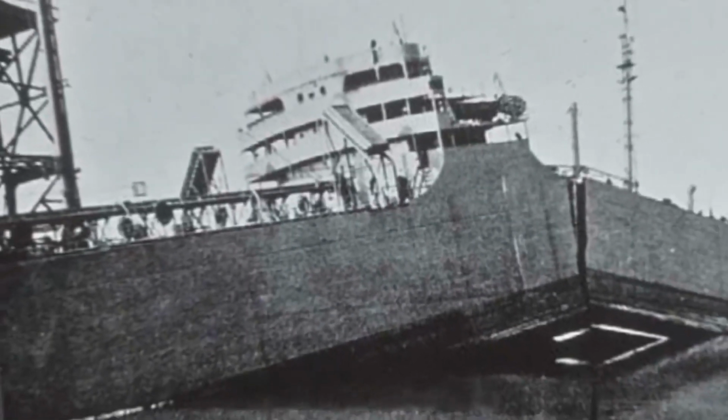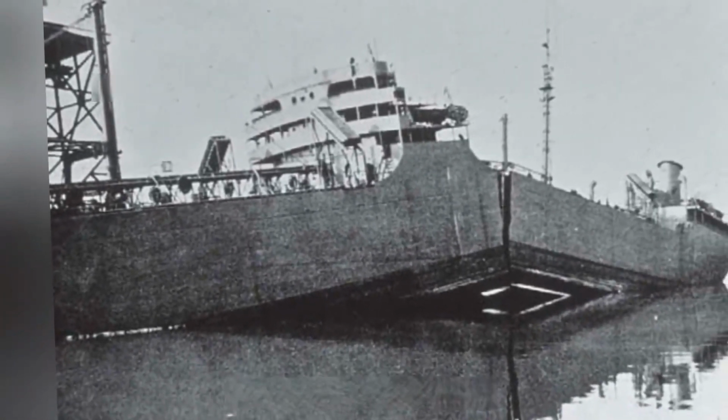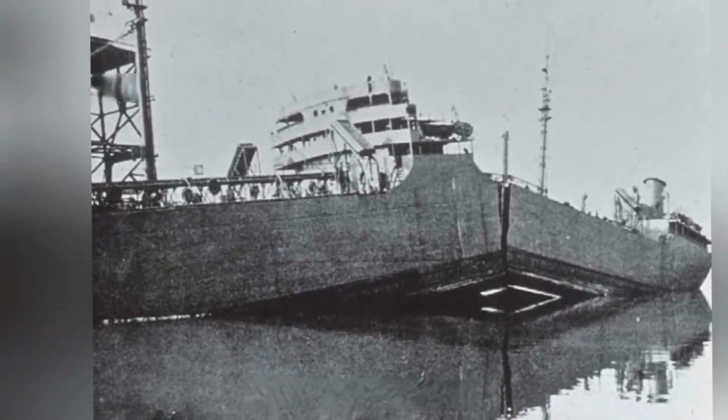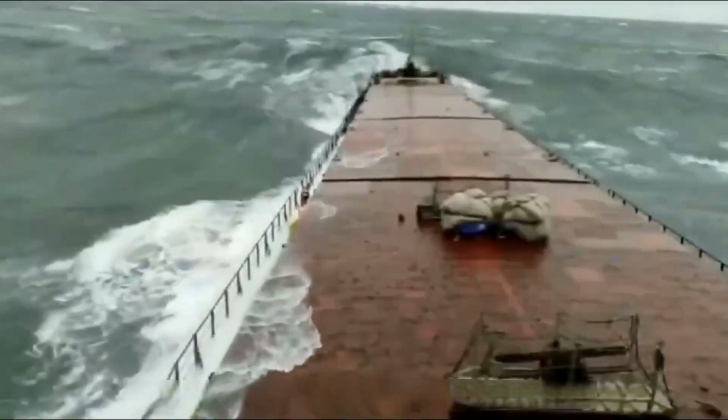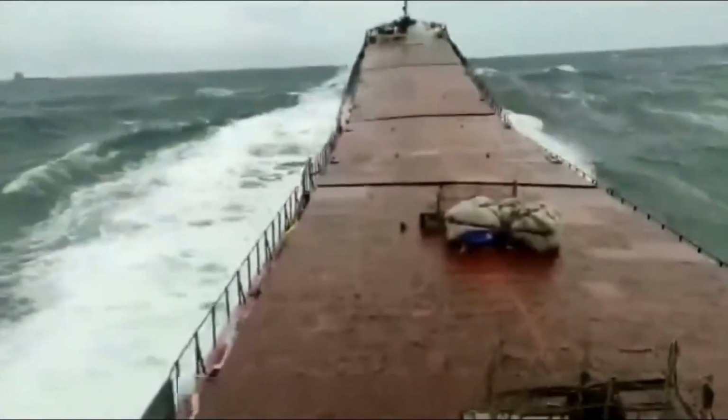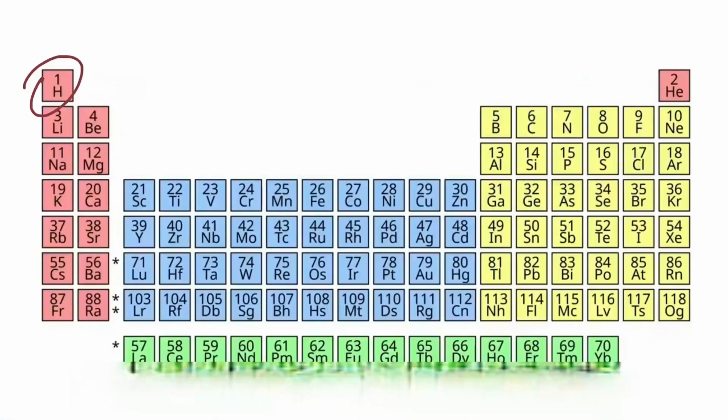This is a cargo ship from 1945. It was traveling alone and split in two without warning. After a long investigation into the accident, they finally found the culprit. It was hydrogen, which is widely distributed in nature. As the first element in the periodic table, it can be said to be ubiquitous on Earth.